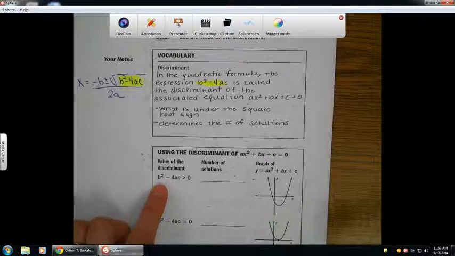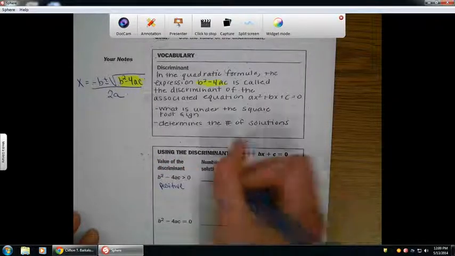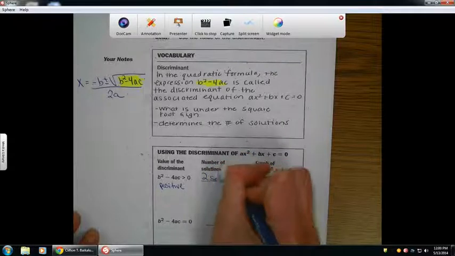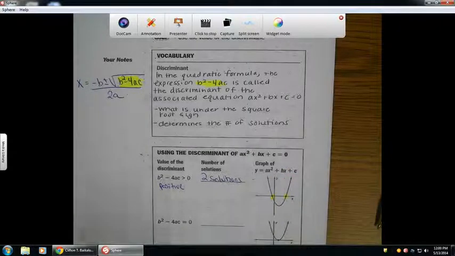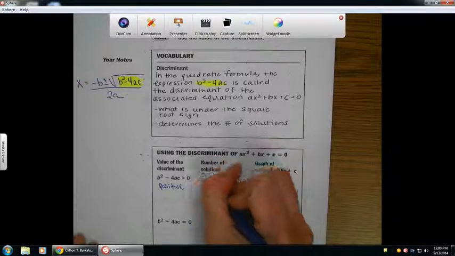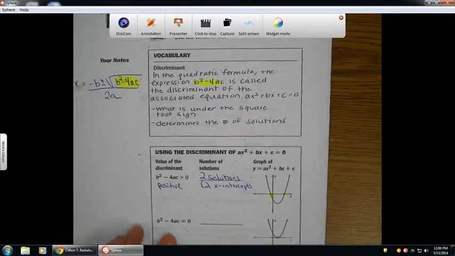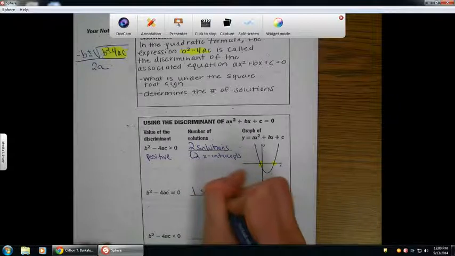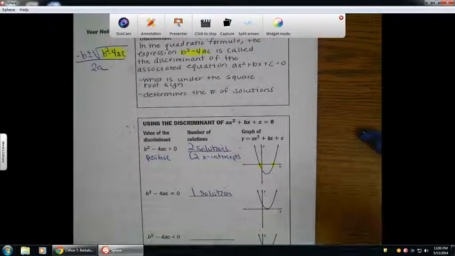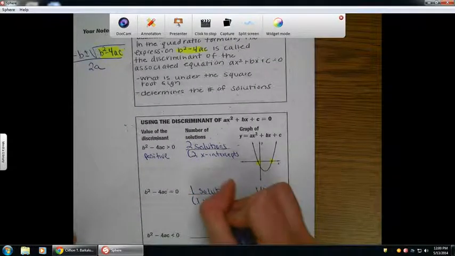So b squared minus 4ac, when the value of the discriminant is greater than 0, meaning it is positive, we have two solutions. That means we have two x-intercepts, if you can tell that from a graph by looking at it. When the value of the discriminant equals 0, there is one solution. That means there's one x-intercept.